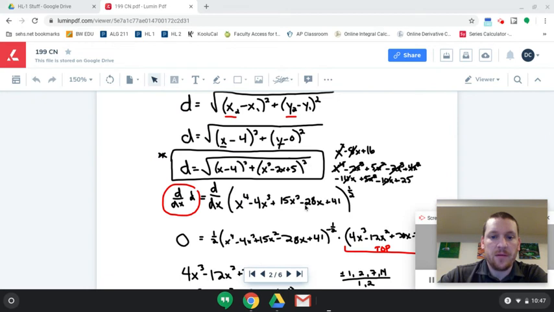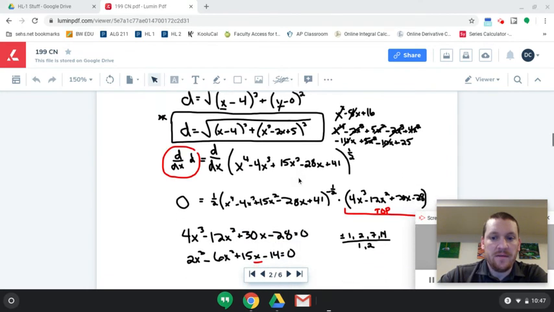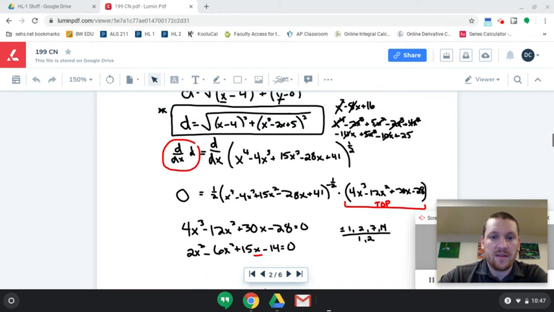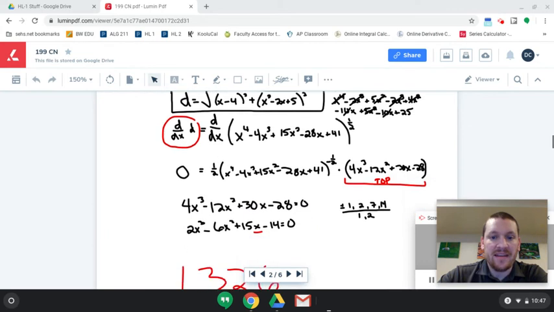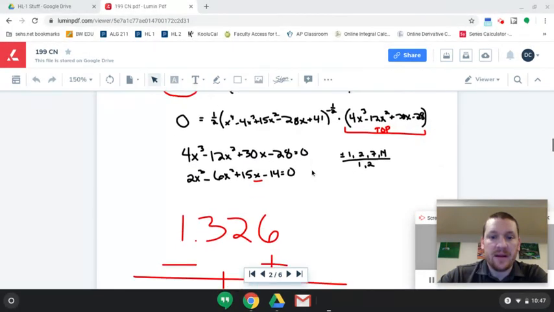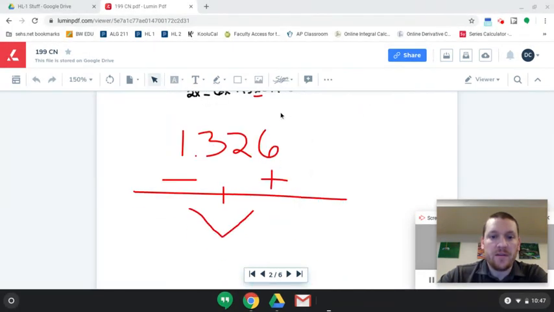If you multiply it through, we can derive it, because what we're looking for is the minimum distance. So if we look at the derivative of the distance in terms of x, we can set it equal to 0 and find the minimum points. If you solve it, you get 1.326 to be the critical point of this function. It goes from decreasing to increasing at 1.326. Since it's decreasing and then increasing, we know it's a minimum.